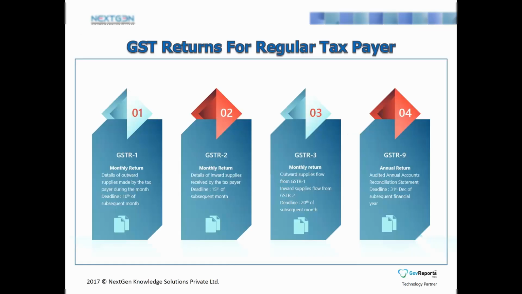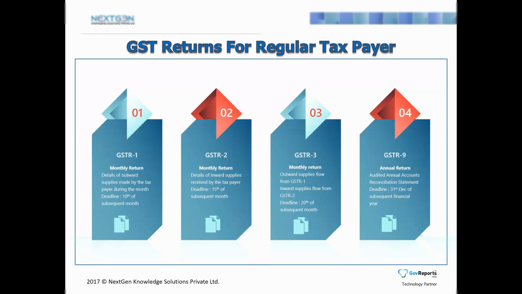Now let us discuss GST returns and the filing process. For a regular taxpayer, there are 3 monthly returns and 1 annual return. So in total, he needs to file 37 returns. GSTR 1 is the details of outward supplies made by the taxpayer, and this he needs to file by 10th of every month. Here he can submit the details of his sales invoices either on a daily basis or on a weekly basis. He can save it on the portal so that he can avoid last minute rush.